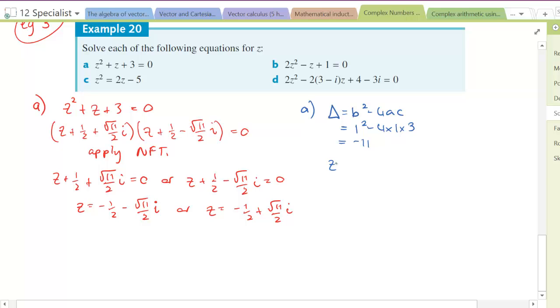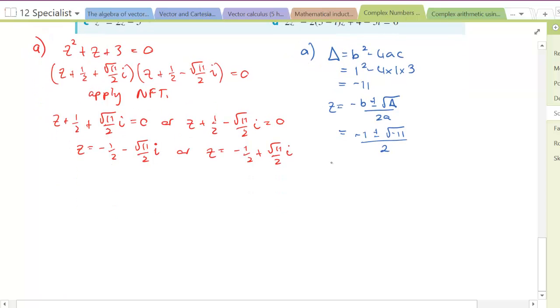So when we go to solve, and we say z is equal to negative b plus or minus the square root of the discriminant on 2a, we get negative 1 plus or minus the square root of negative 11, all on 2 times 1, which is 2. So negative 1 plus or minus the square root of 11i on 2. And we can see that we get our two solutions.